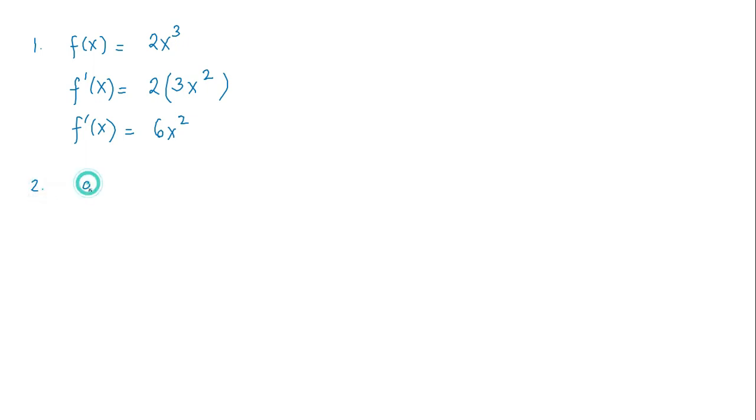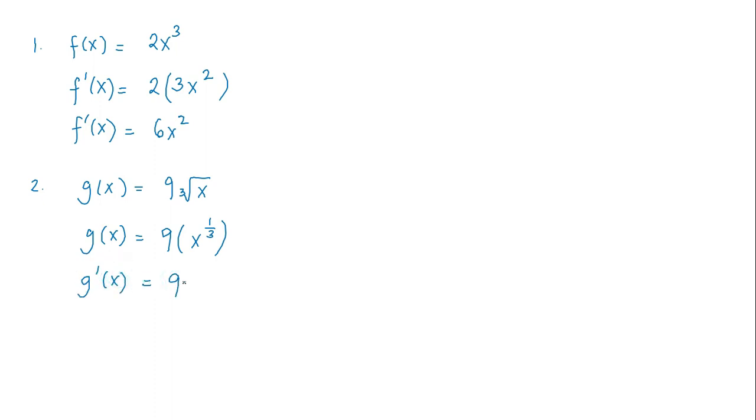Number 2, halimbawa, given kayo ng g of x is equal to 9 cube root of x. Siguro mas maganda kung i-write muna natin yung cube root of x. Ang cube root of x ay pwede nating isulat bilang x raised to 1/3. Parang kanina, ang square root of x pwede mong isulat bilang x raised to 1/2. This time, cube root of x is just equal to x raised to 1/3. Okay? Now, mas madali na nating makukuha ang derivative ng g of x.